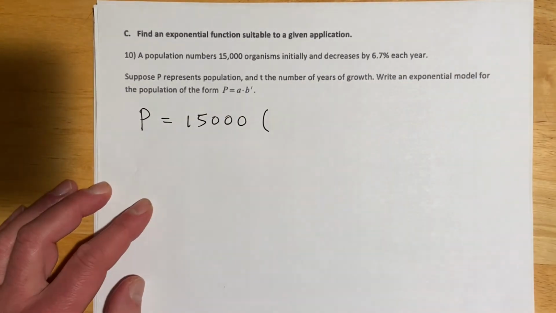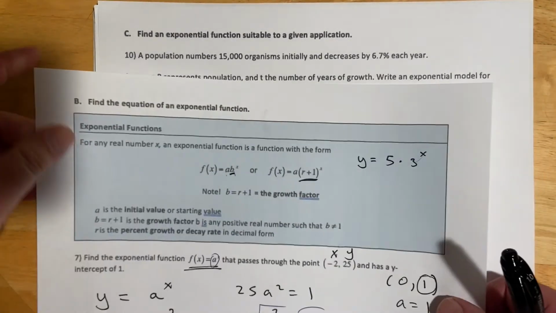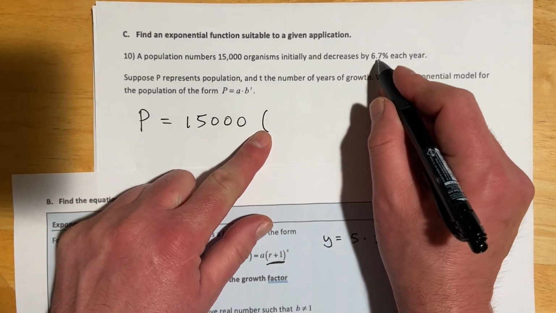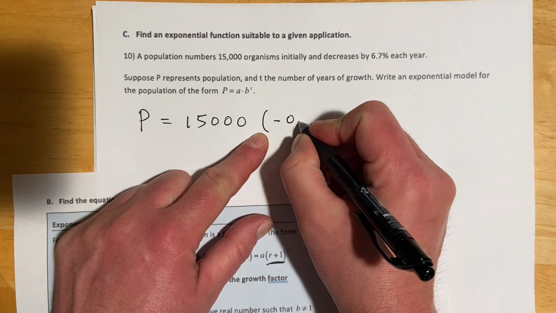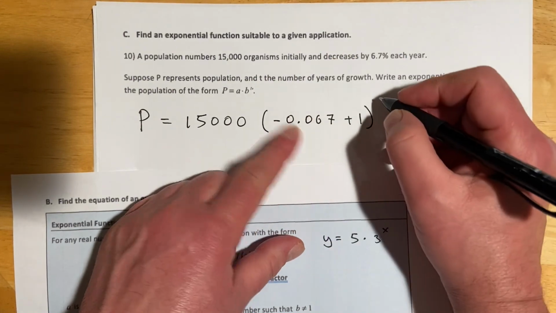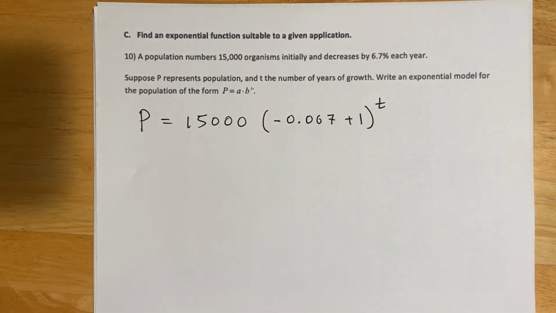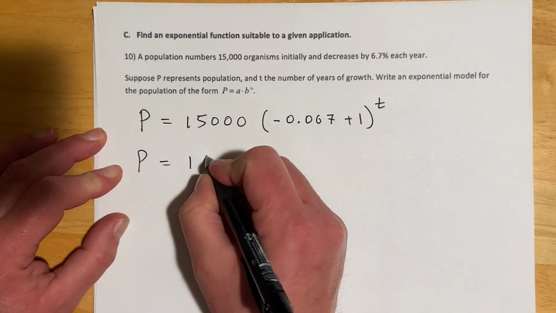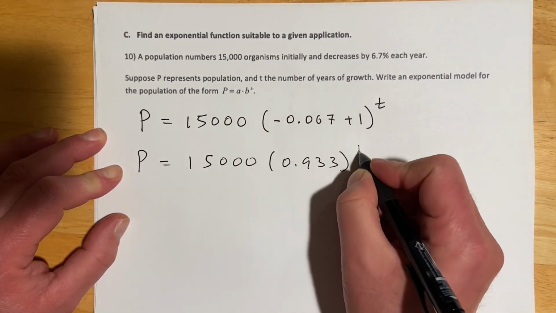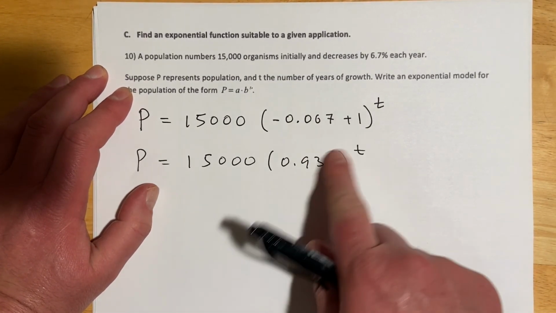And if you remember on this page back here, we have this formula, r plus 1. That's what I'm going to use right here. So the rate, this is decreasing, so it's going to be negative 0.067 plus 1, and that is raised to the T, using T as the variable there. Then combining those two, just to simplify a little bit, 15,000 times 0.933 to the T.